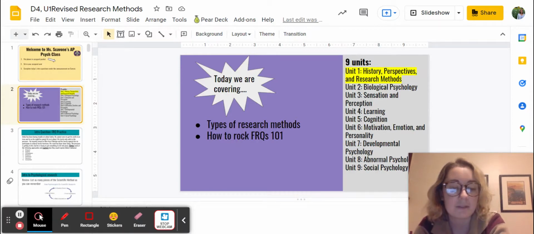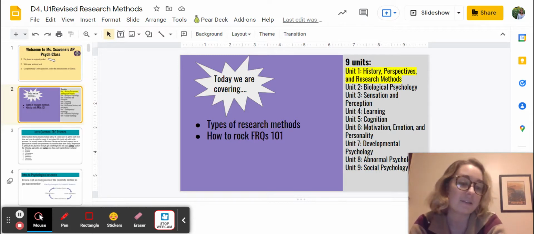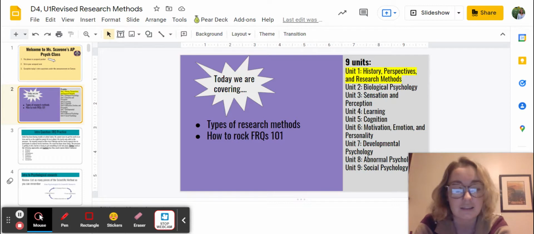So, we're transitioning from the first part of the unit, when we talked about the history and perspectives of psychology, to now the second part of the unit, which is more focused on the types of studies that psychologists use. We're going to spend 2 days talking about experiments, we're going to talk about statistics, and then research ethics before we round out this unit. So let's get started.